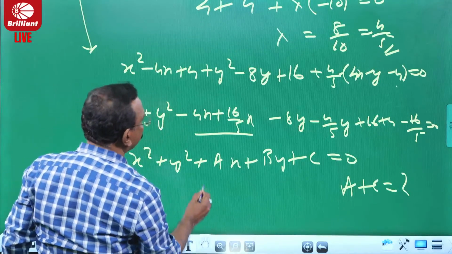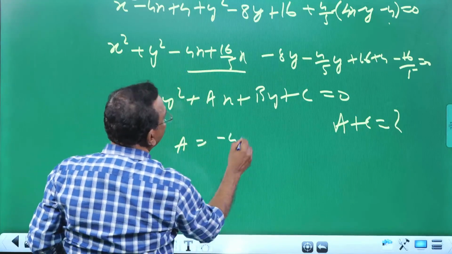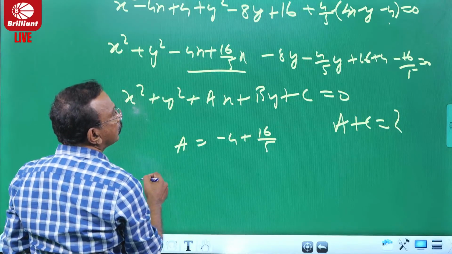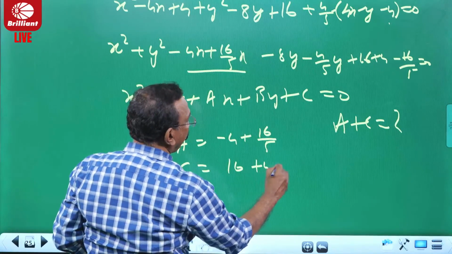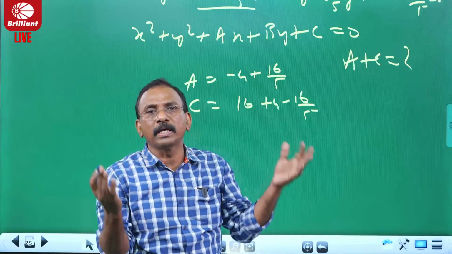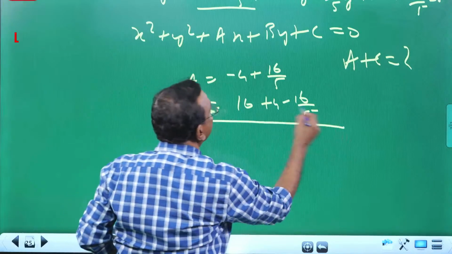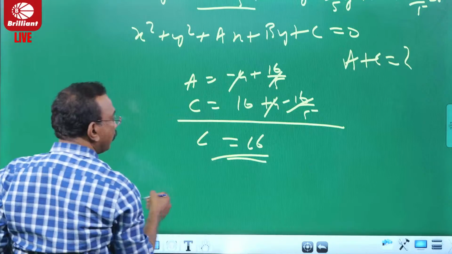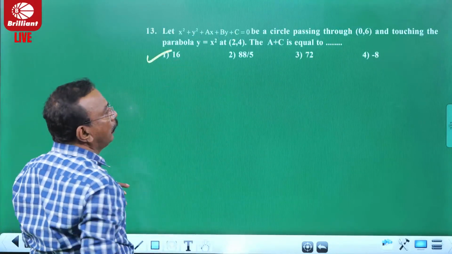A is the coefficient of x inside there. What are the coefficients of x? A is equal to minus 4 plus 16 by 5. And at the same time there is c. What about c? C is equal to 16 plus 4 minus 16 by 5. Like this problem, there is no need of making their sum. If you make the sum with fractional terms, finally it will give the answer. But these terms all get cancelled. Look here, for 4 and this 16, so that should be 16. So c is 16, and a plus c is equal to 16. Here's our option there: a plus c is 16.